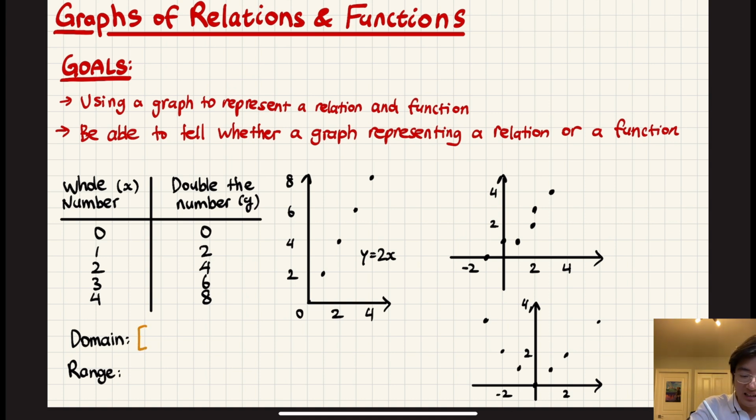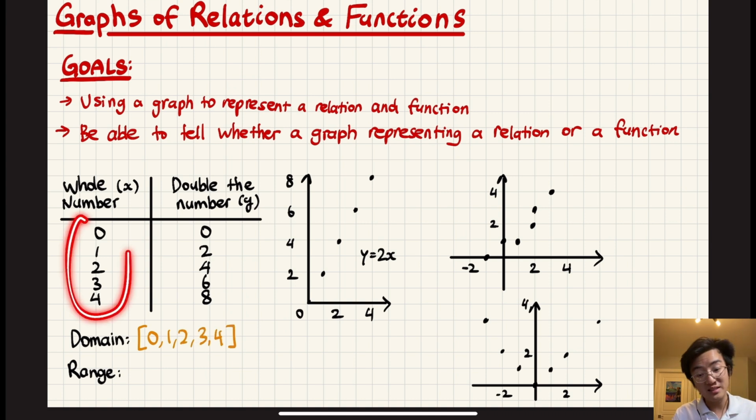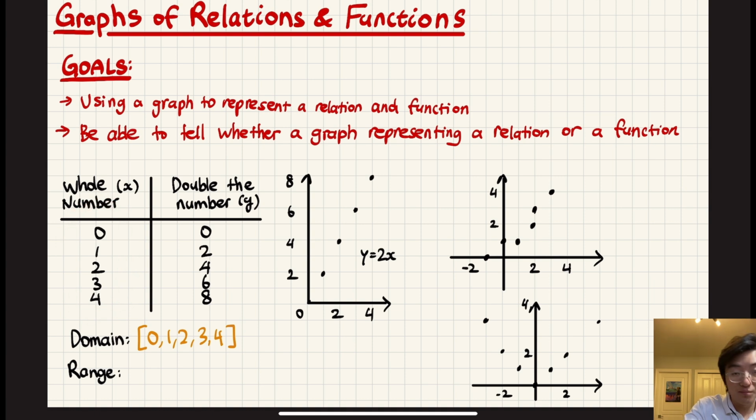In this case, the domain is just 0, 1, 2, 3, 4. This is the domain, because these are the 5 numbers that we are feeding into this relation, and the range is the output, so 0, 2, 4, 6, 8. So those are our domain and range.